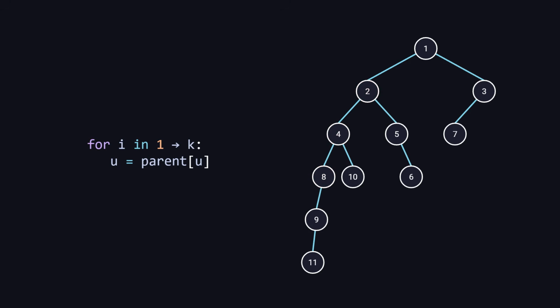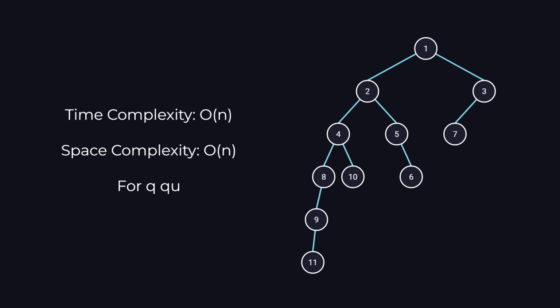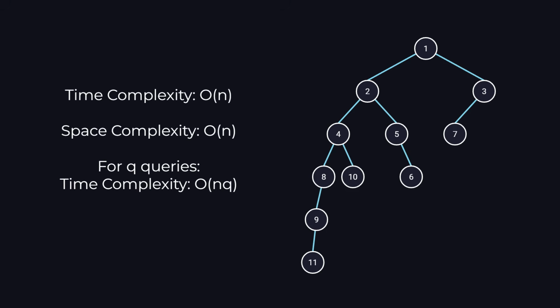Since there are n employees, in the worst case, we might have to go up n nodes. So this approach takes big O of n time for each query and big O of n space to store the parent array. That's fine for small trees, but it's really slow for large trees, and even slower if you have to answer this query multiple times.